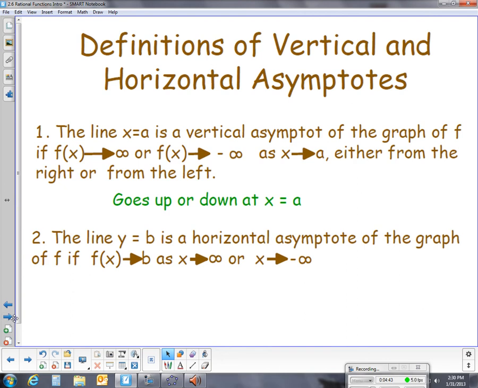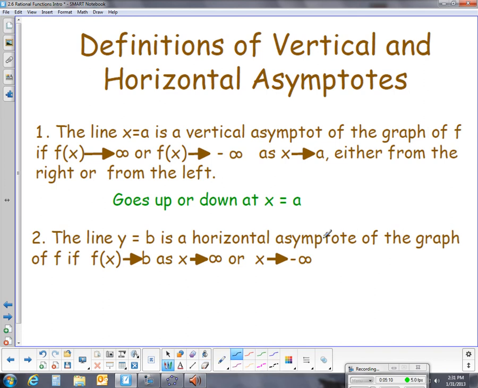Let's define how you get vertical and horizontal asymptotes. If x equals a, it's a vertical asymptote, because that would be a vertical line where a is some number. And it is where f of x goes to infinity or negative infinity as x gets closer to a from either side, the right or the left. So it's either going to go up or down.